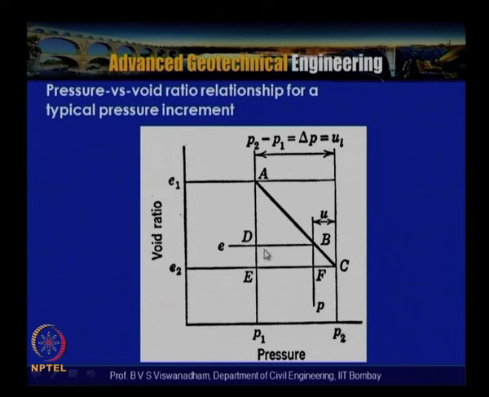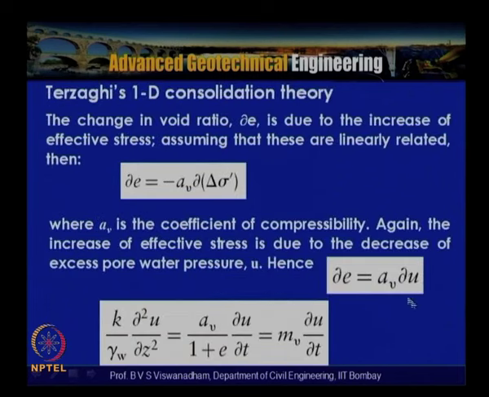So in this portion, there is an increase in the pore water pressure, this is the void ratio which has decreased at any time t, and this is the increase in the effective stress, and this is the pore water pressure to be dissipated. Using that relationship, this explains that the increase in effective stress is due to the decrease in the excess pore water pressure.